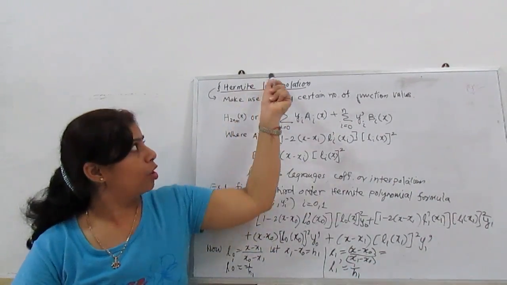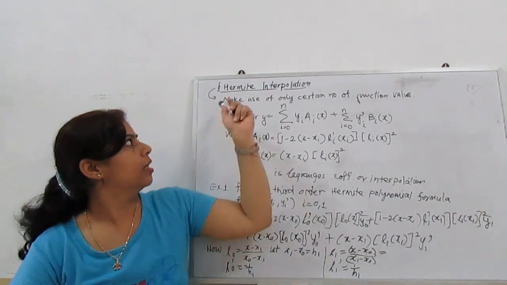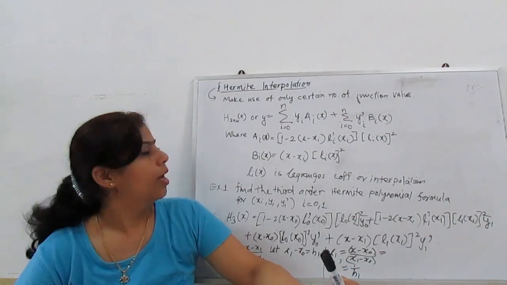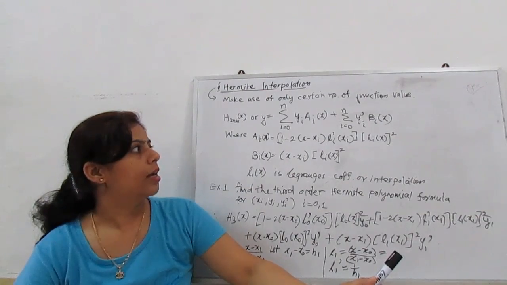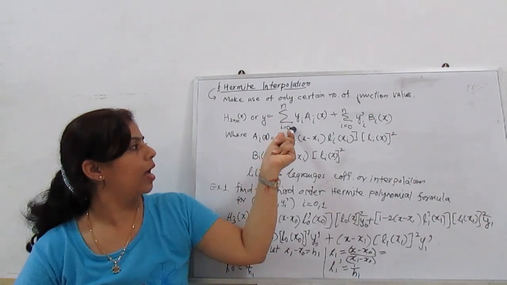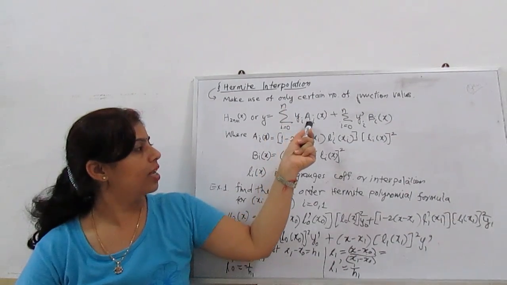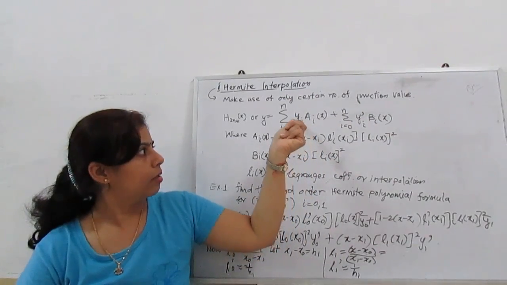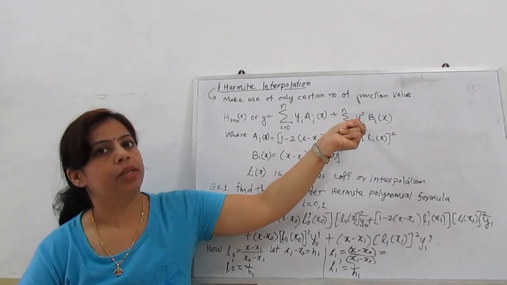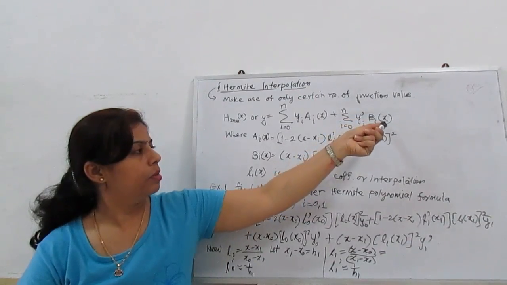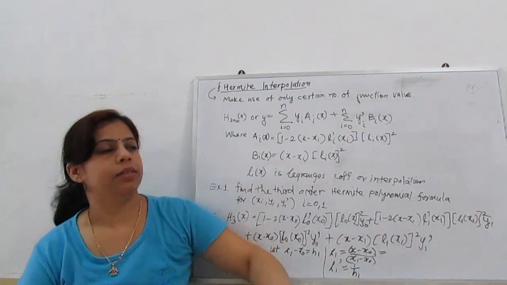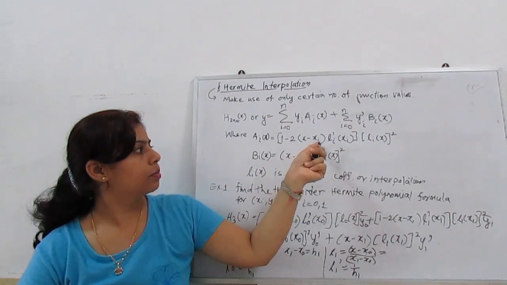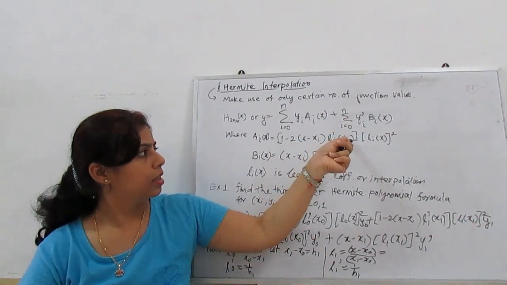This Hermite interpolation formula makes use of only a certain number of function values, and it looks like y is equal to the summation, i going from 0 to n, of yi Ai(x), plus the summation of yi dash Bi(x). There are two terms in this formula: one is the function itself, and the second is with its derivative, yi dash Bi(x). What do Ai and Bi represent? Ai(x) is represented by this term: 1 minus 2(x minus xi) Li dash(xi), times Li(x) squared.